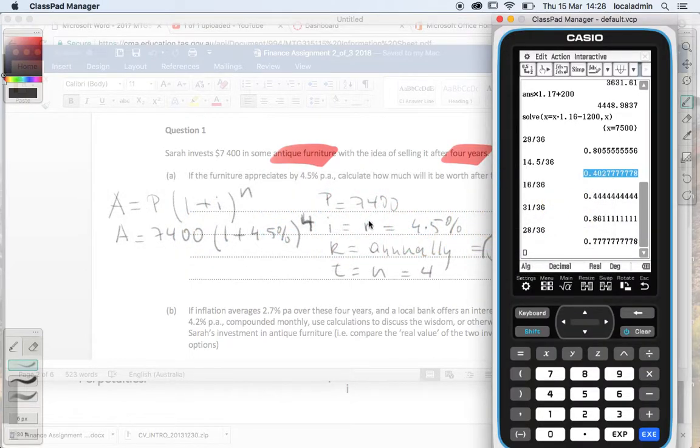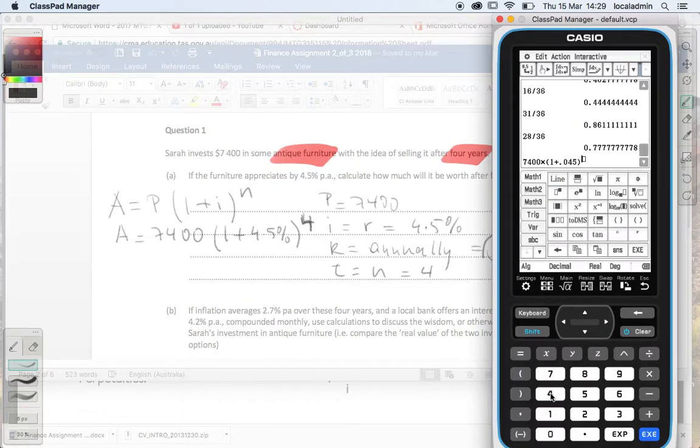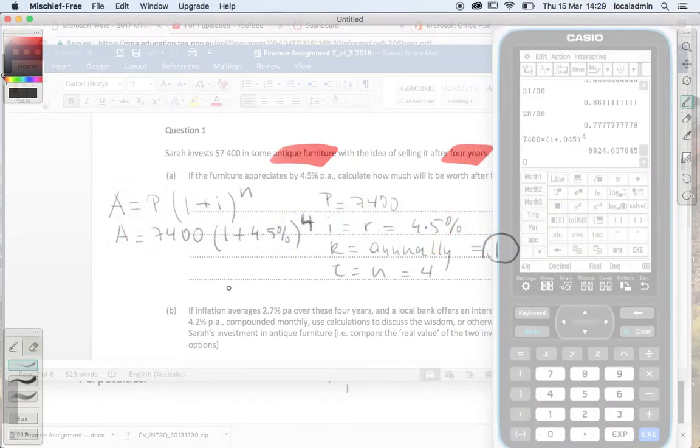Let's get the calculator, and the calculator says 7,400 multiplied by brackets 1 plus 0.045, that's my percentage, to the power of 4 years will give us $8,824.64. Okay, so we are selling the furniture for $8,824.64 in 4 years' time.